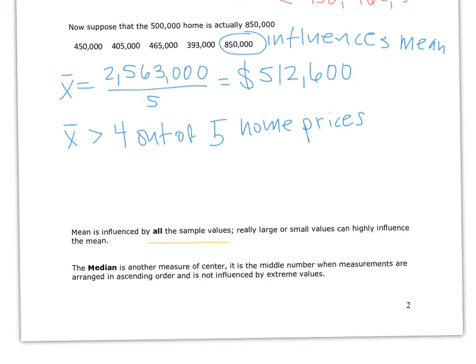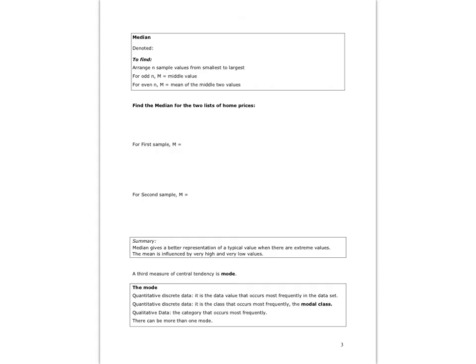Okay, so we have another measure, median. We talked about this before. It is the middle number. All right, we're using the same definition: when measurements are arranged in ascending order, it's the middle value, and it's not influenced by extreme values like the mean is.